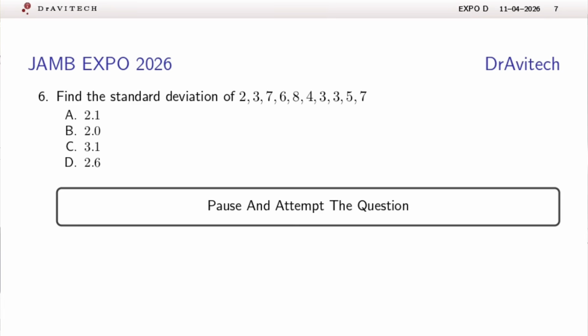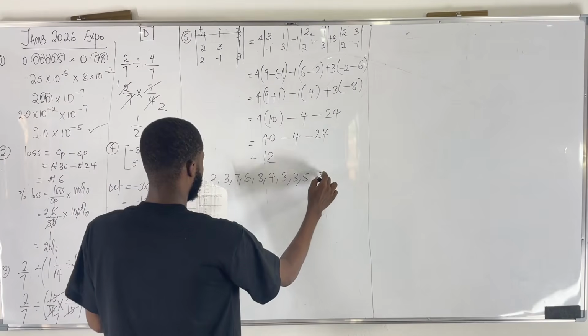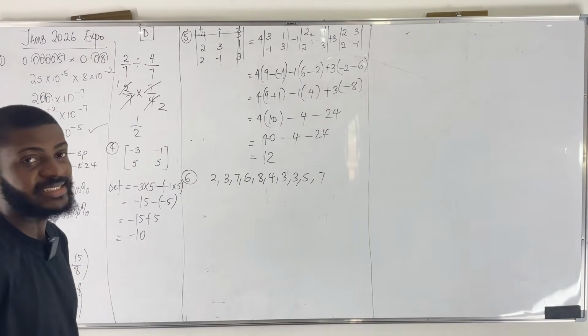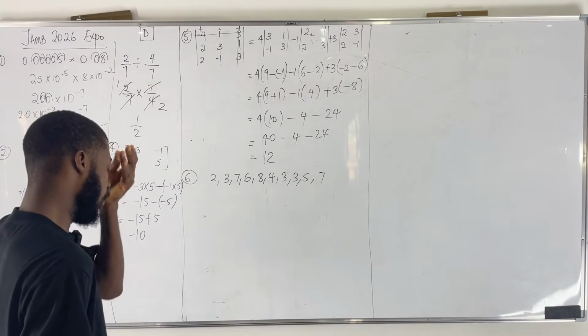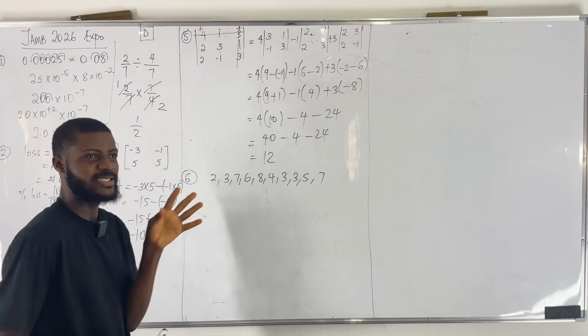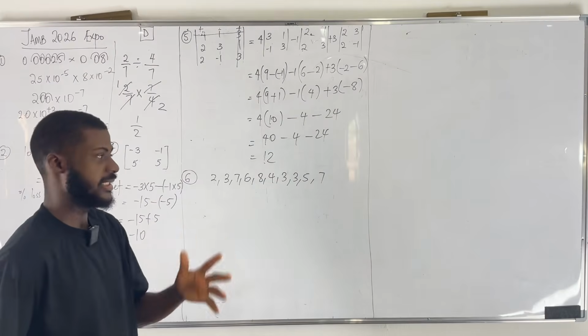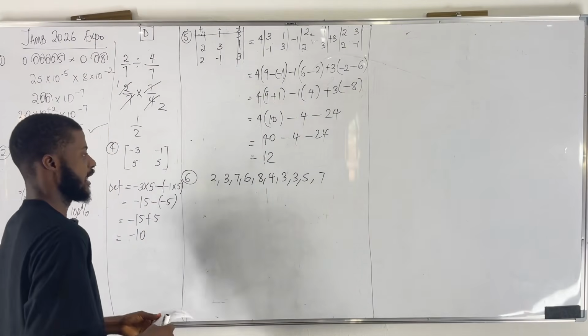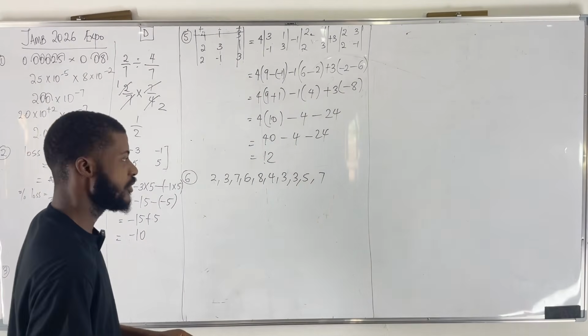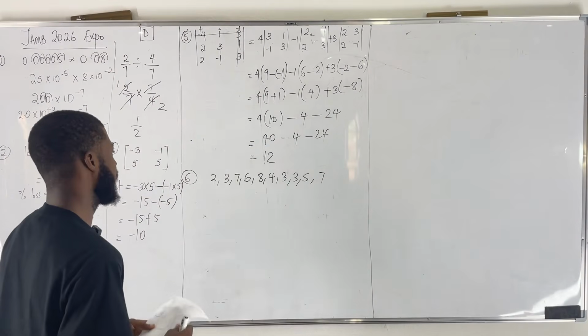Number 6 says, find the standard deviation of 2, 3, 7, 6, 8, 4, 3, 3, 5, 7. Well, that's why I said this is looking more like your science student, because they're the ones that deal with standard deviation and the rest. But like I said, JAMB can ask anybody this question, so you must watch till the end.